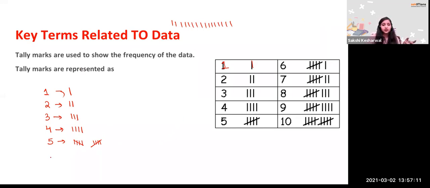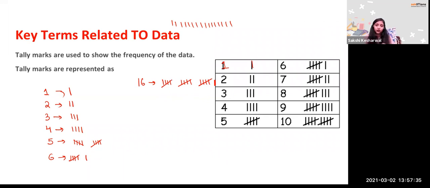Now, how are we going to write 6? 6 means one bundle of 5, so 1, 2, 3, 4, 5, and then 6. This is how it is written. If I want to write, say, 16, how will 16 be written? It will be written 1, 2, 3, 4, 5, 1, 2, 3, 4, 5, 1, 2, 3, 4, 5, and then 1. So see, this is the way of presentation.